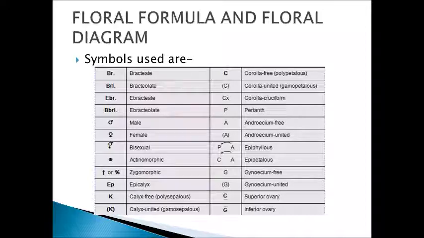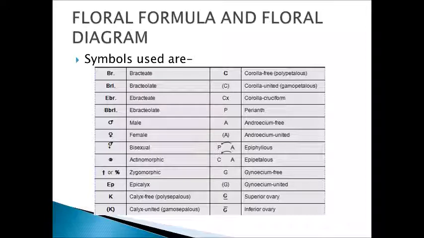Epiphyllous, when the stamens are attached to the tepals of the perianth, then the P and A letters have a line drawn above them, or an arrow is shown, indicating that the androecium is epiphyllous. In the same way, epipetalous, C for corolla, showing the petal. When the stamens are attached to the petal, C and A are joined from the top by a curved line.